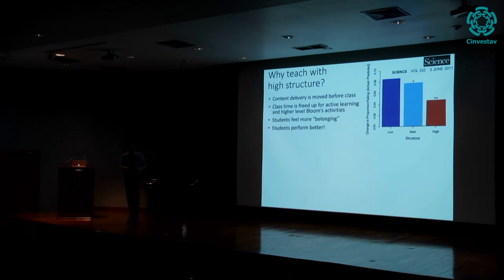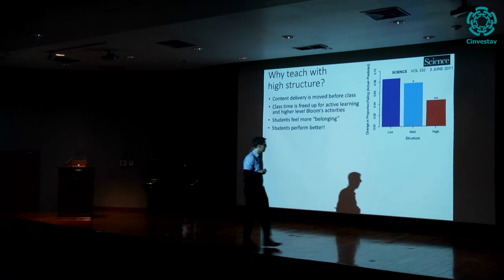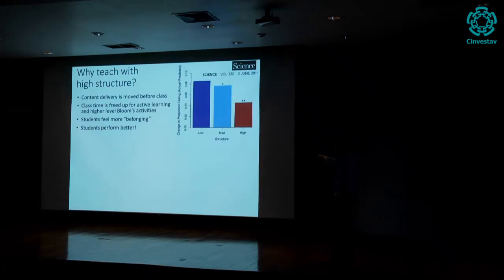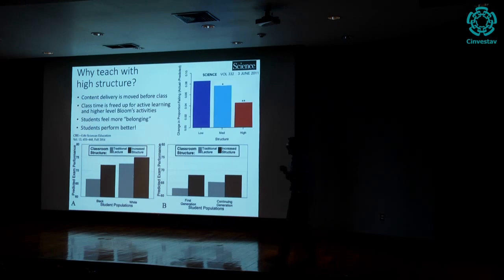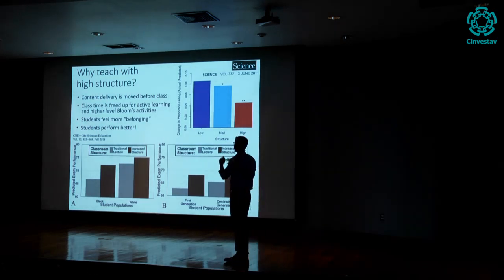And then lastly, going back to performance, students do perform better. So this was published in the journal Science. Science does sometimes publish education stuff, which is exciting. And in this case, they showed that course structure also decreases failure rates. Another thing that structure has been shown to do is close achievement gaps. So an achievement gap is something that exists between different groups or populations of students.